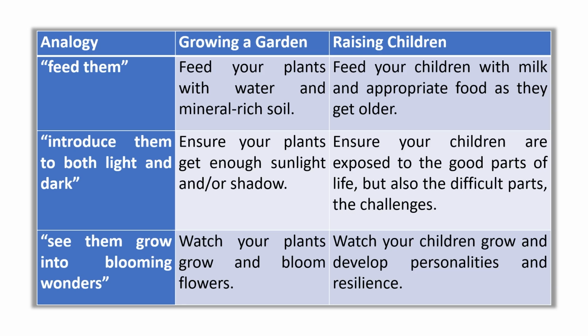older. What about the part of the analogy that says introduce them to both light and dark? Well, for plants, you want to ensure that they get enough sunlight or shadow. When it comes to children, you want to make sure that they're exposed to the good parts of life, but also the difficult parts, the challenges. And that leads us to the third point. We want to introduce kids to challenges so that they grow.